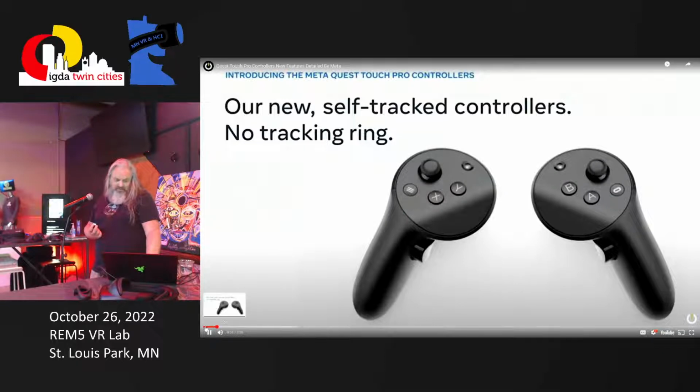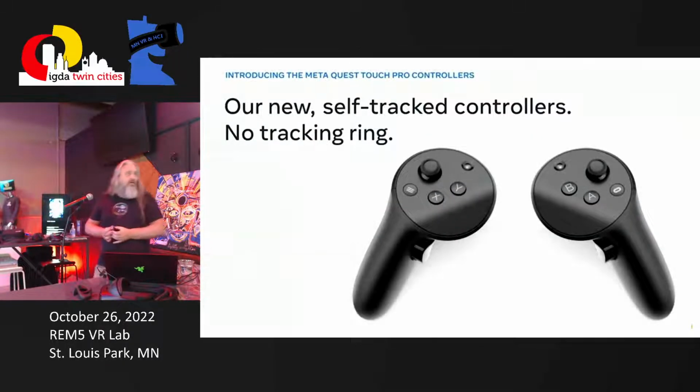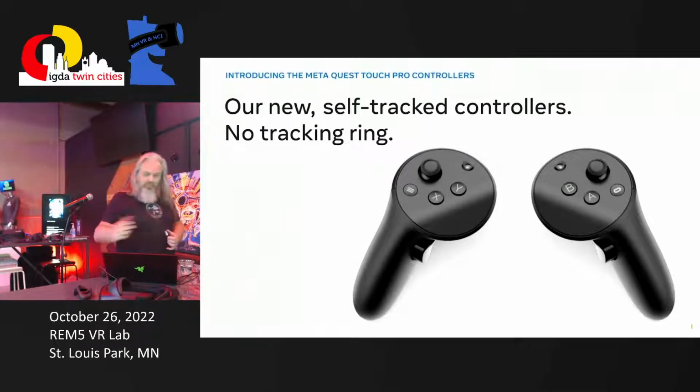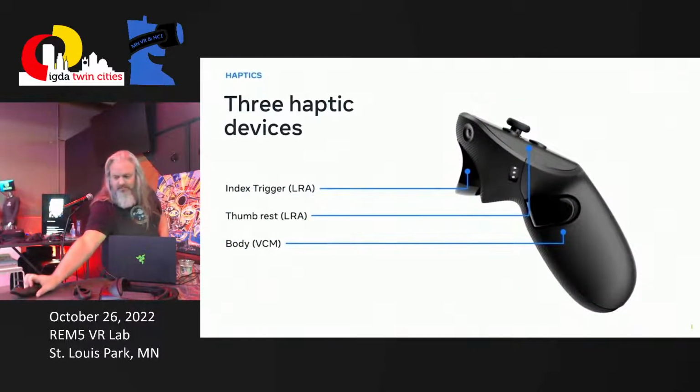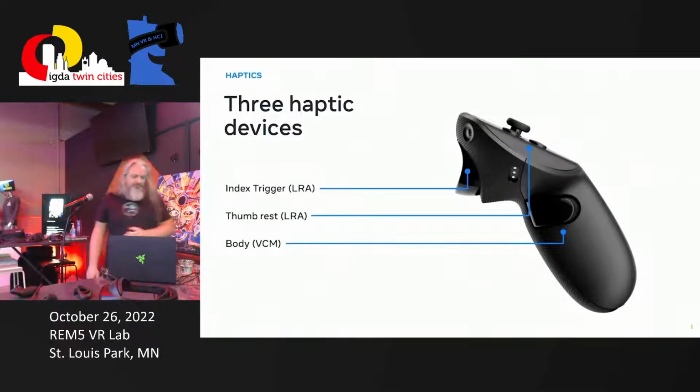Touch Pro controllers represent our most powerful VR controllers to date. Most importantly, the Touch Pro controllers are self-tracked, and this allows us to remove the tracking rings, and users never have to think about tracking. It just seamlessly works. The Touch Pro controllers represent a big step forward in terms of haptic capabilities. Unlike previous touch controllers, which contain a single linear resonant actuator, the Touch Pro controllers contain 3 haptic devices.